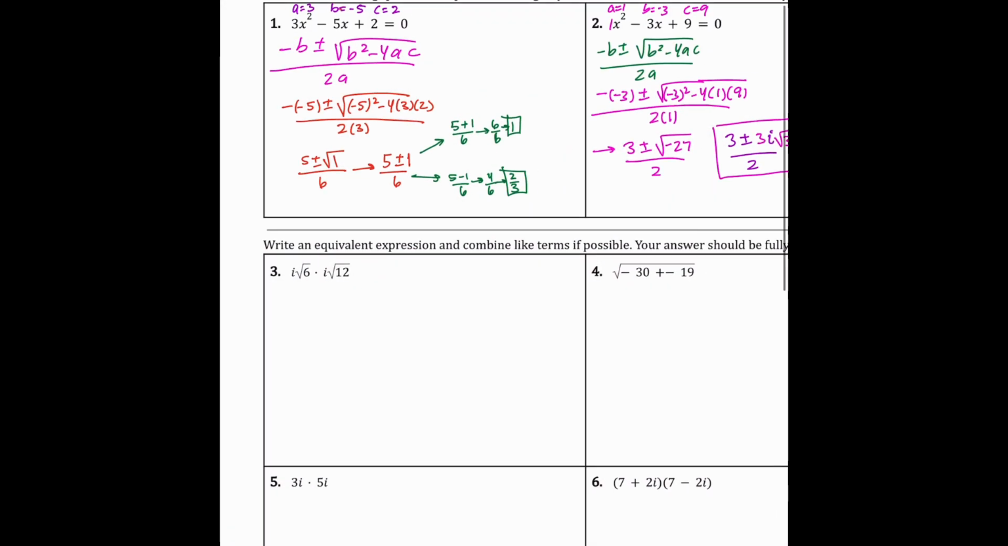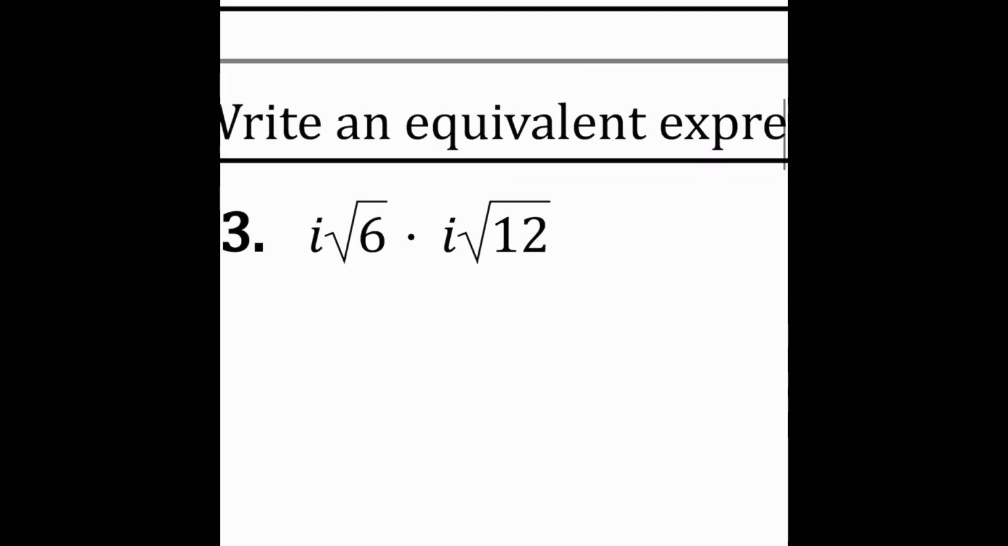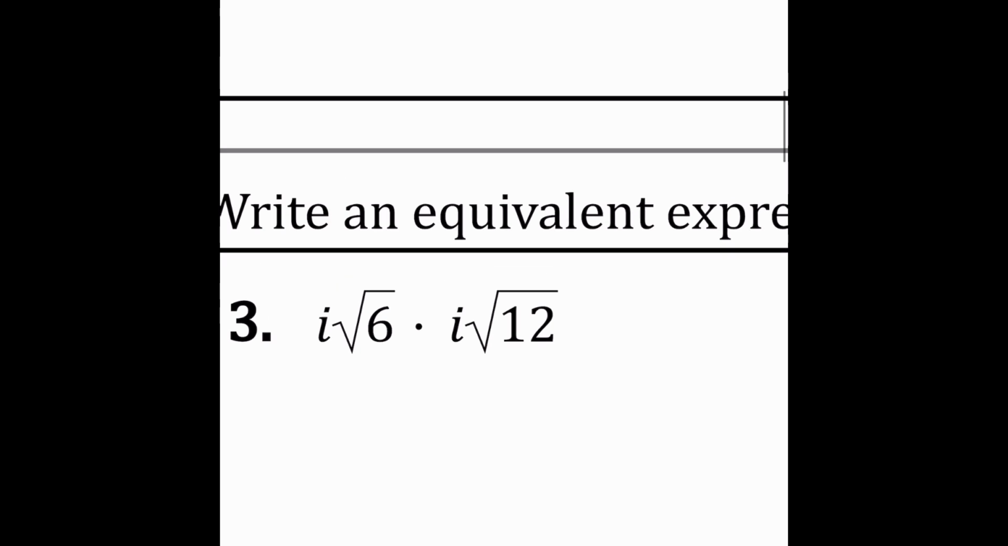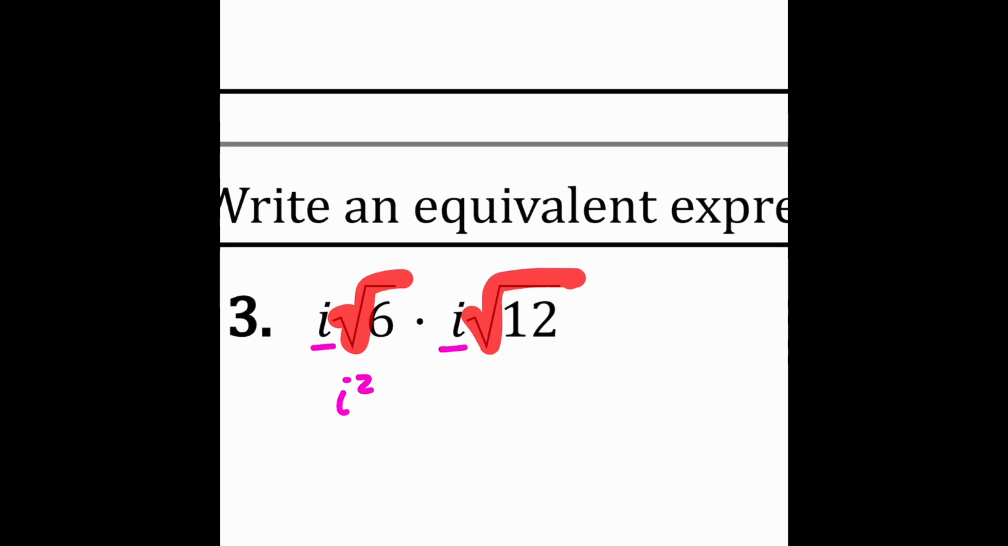Number 6, I am writing an equivalent expression and combining like terms if possible, and I want the answer to be fully simplified. So I have i radical 6 times i radical 12. So I need to multiply these. When I multiply i and i, I know I get i squared. And when I multiply radical 6 and radical 12, I know I get radical 72. And I know that i squared is going to give me a negative 1, because i squared is negative 1.